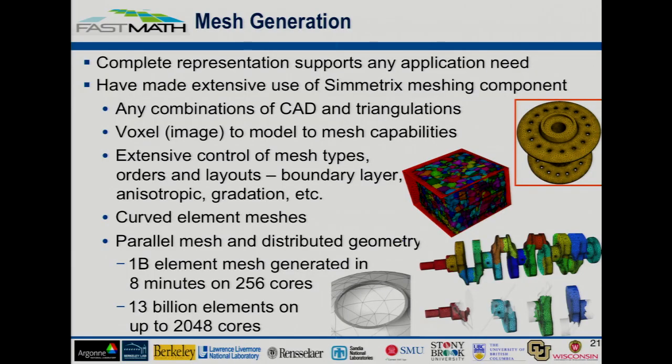Referring to mesh generation, we're using some tools that happen to be from Symmetrics that can take any combination of CAD models and triangulations. It could be voxel data from images. They can create very well-controlled graded meshes and do this all in parallel. For example, 1 billion element meshes generated in 8 minutes on 256 cores. I think the example that's going to be done is a 13 million element mesh, but they've done 13 billion element meshes on 2048 cores.